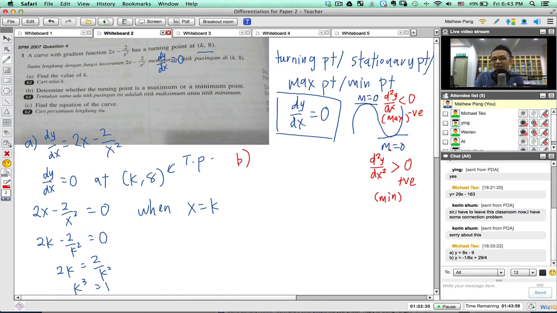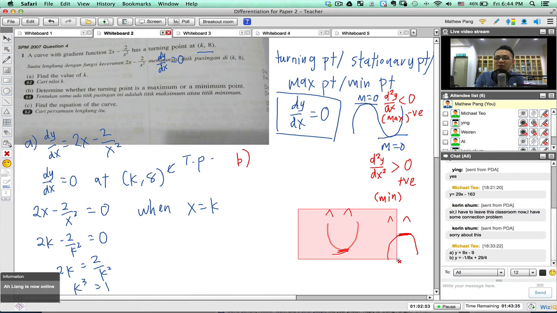So last time, how I actually remember is positive, right? Positive is smiling face, right? So if positive is smiling face, you got minimum. If differentiate second time, I got negative value, which is sad face. Do you see sad face here? So this one will be maximum. This is how I remember last time, but of course, you can find your own way to remember.